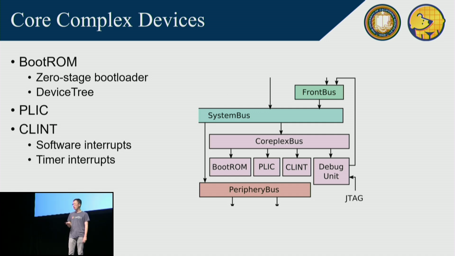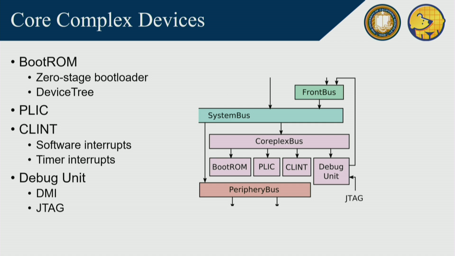We have core local interrupts, such as software interrupts and timer interrupts. And then there's a debug unit, which can be used to load more instructions onto the CPU into memory, or read data back from memory. And this can be accessed through a custom DMI protocol or through a standard JTAG protocol.